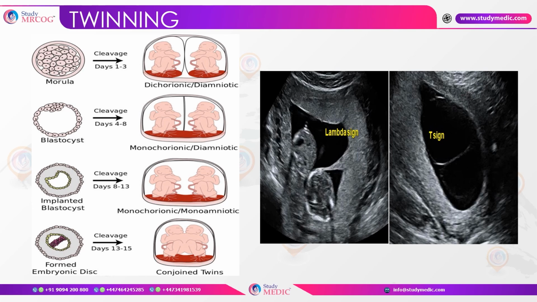If it is an implanted blastocyst that's going to cleave, that is around day 8 to 13, we have monochorionic and monoamniotic twins. And if the cleavage takes place between day 13 to 15, we are left with conjoined twins. So the respective representation in an ultrasound is the lambda sign and the T sign. A T sign is a very thin sign, so there is no placental tissue present in between. Whereas in a lambda sign, we do have the placental tissue, so it is quite thickly appreciated in an ultrasound.